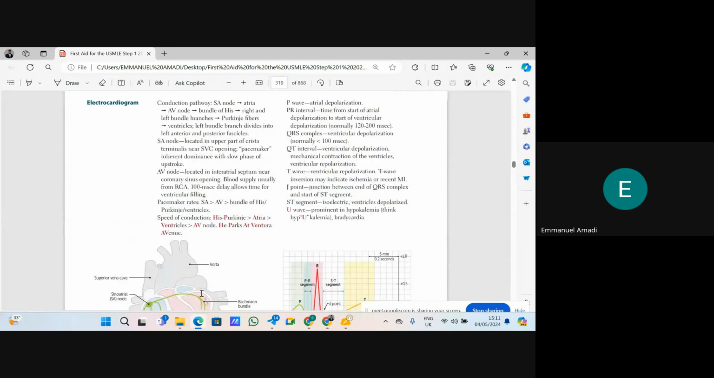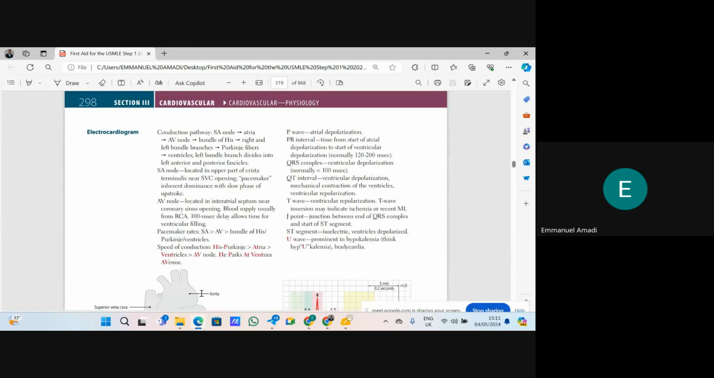Now, when they talk about ECG, there are just a lot of things associated with ECG you have to know. But before we talk about the ECG, we're definitely going to look at how electric impulses move in the heart. That is what we're going to talk about. How do electric impulses move in the heart?